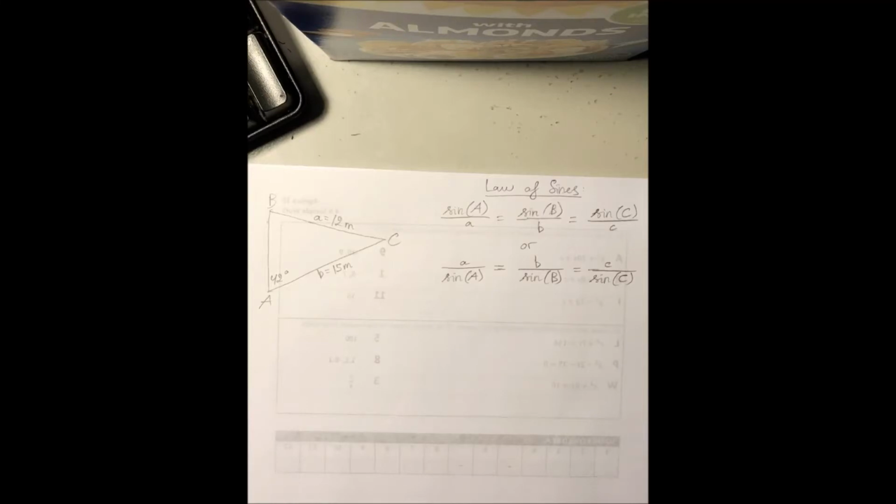Alright, here is another example of using the law of sines. Now, in this case, we are going to evaluate the unknown angles capital B and capital C. So, as usual, these are the two formats of the law of sines formula. Use whichever one is more comfortable for you.